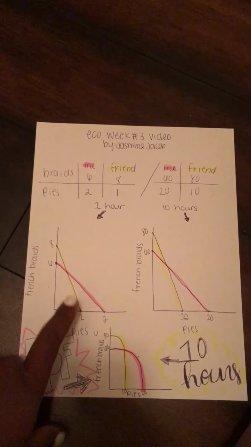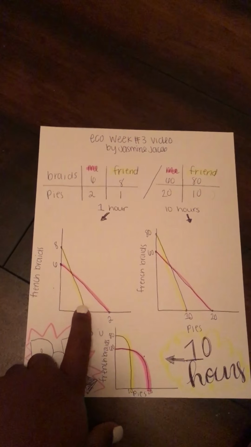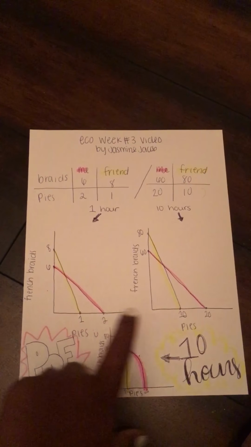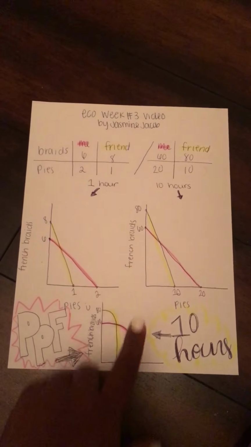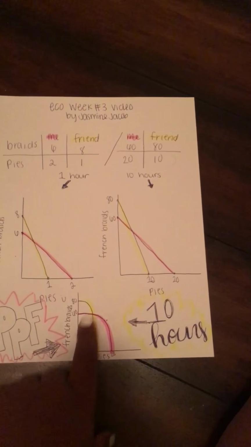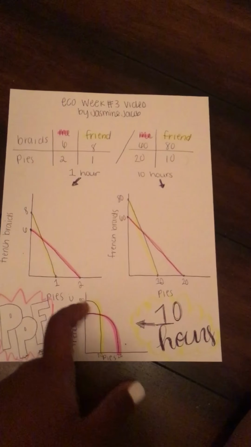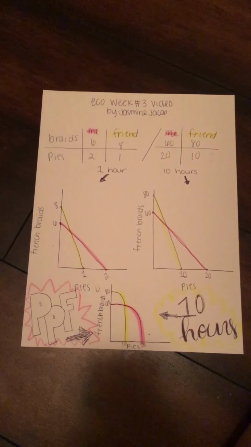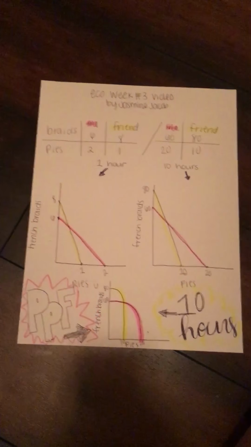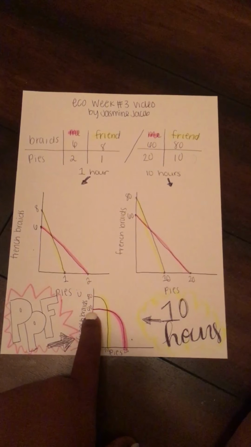So next, what I decided to do was make two graphs to reflect these two graphs. So on this one, this just shows the braids and pies outcome for 1 hour, and this one shows it for 10. And next, I wanted to make a PPF, which basically shows you if you choose a point, like what will be your best outcome for productivity, and help you make that decision making also. So this one is for the 10 hours, and it just shows you 60 and 20.